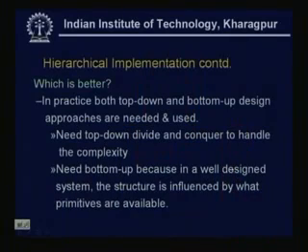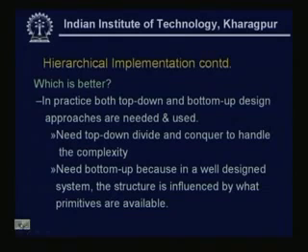And the bottom up is needed because in a well designed system the structure is influenced by what primitives are available. This is very important, because nowadays this is what we call the available realizable modules. So, nowadays this is called the library. One available library is there. What do we mean by library? Library means that some smaller modules are already designed and realized.